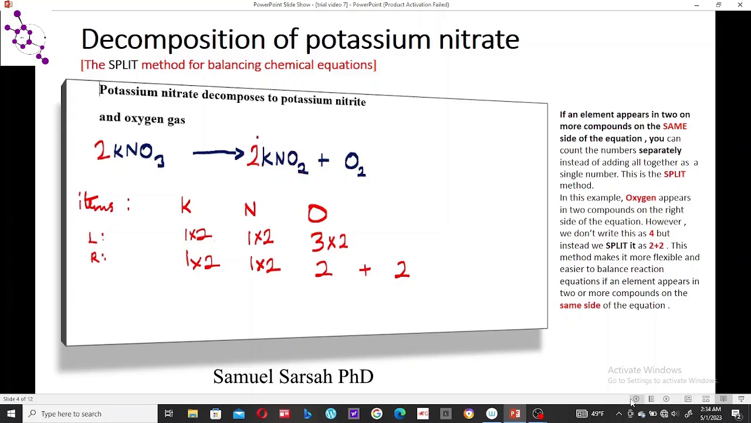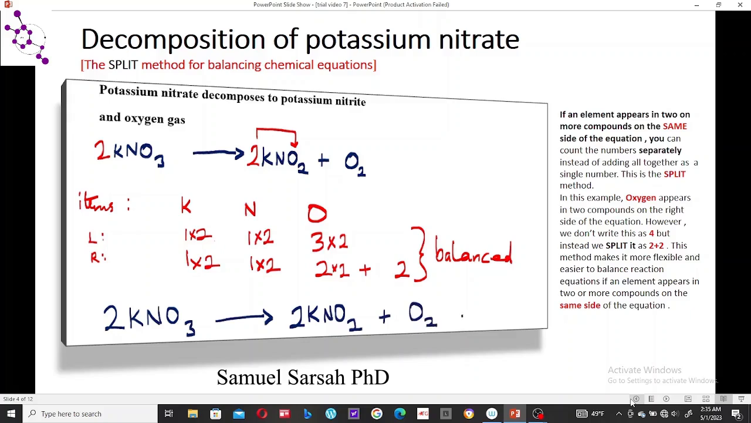And so now the oxygens here must be multiplied by 2. Now we have 2 times 2 is 4, 4 plus 2 is 6. So now everything is balanced. So this shows that it's very, very important to split elements, make it easier to balance them. Now we can rewrite the equation again. Now we are done.